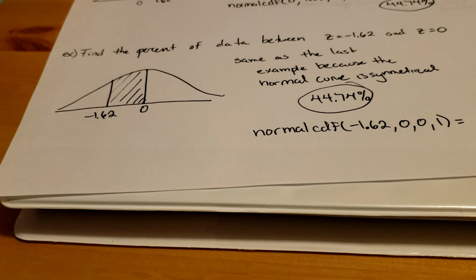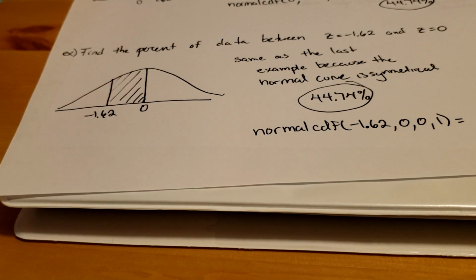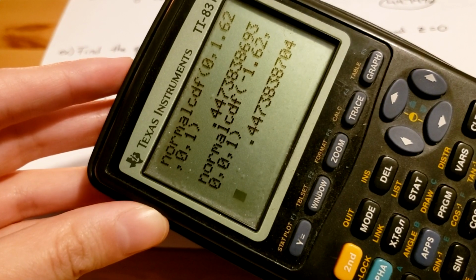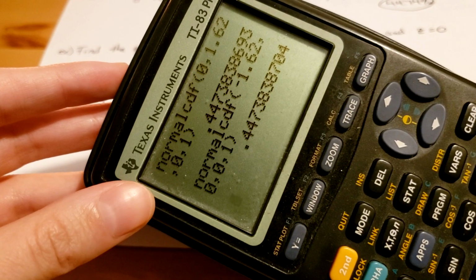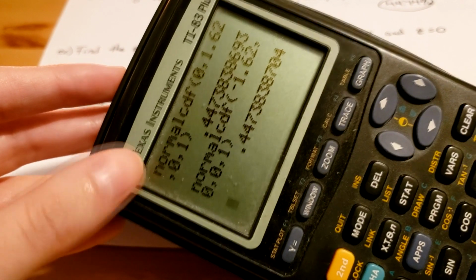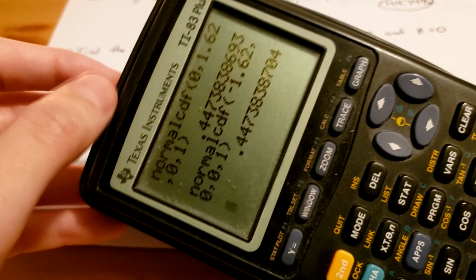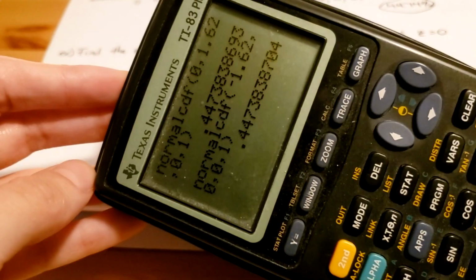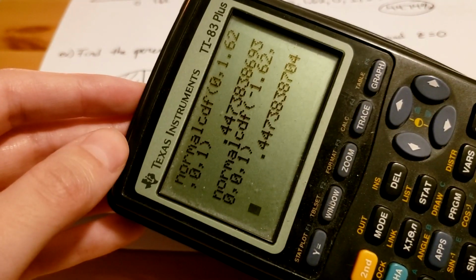And now if we put this in, we should end up with the exact same thing. And we will end up with the same thing if we put that in. So if we go from negative 1.62 to 0, input this in the calculator correctly, we end up with the exact same answer that we had for the other one. And again, this is because the normal curve is totally symmetrical.